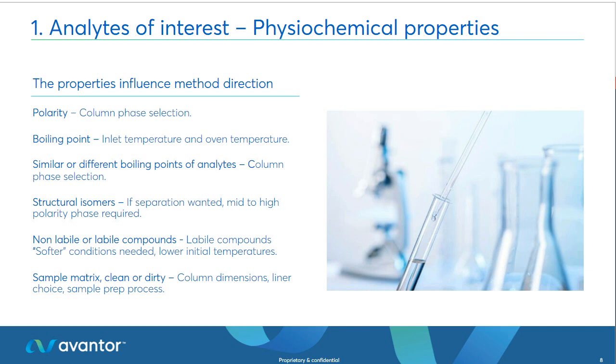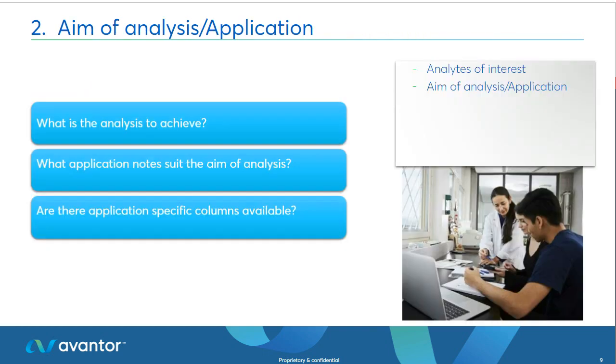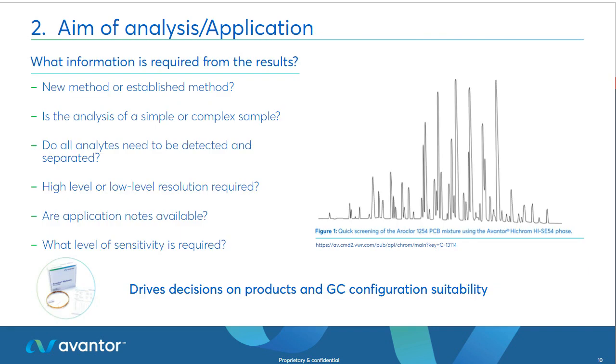So then when we have a look at the aim of the analysis or the application type, what are we trying to achieve in the analysis? What application notes actually suit what you're trying to achieve? And are there any application-specific columns available out there? When we look at the aim of analysis and application, what is the information required from the results? So these are the sorts of questions we need to be looking into.